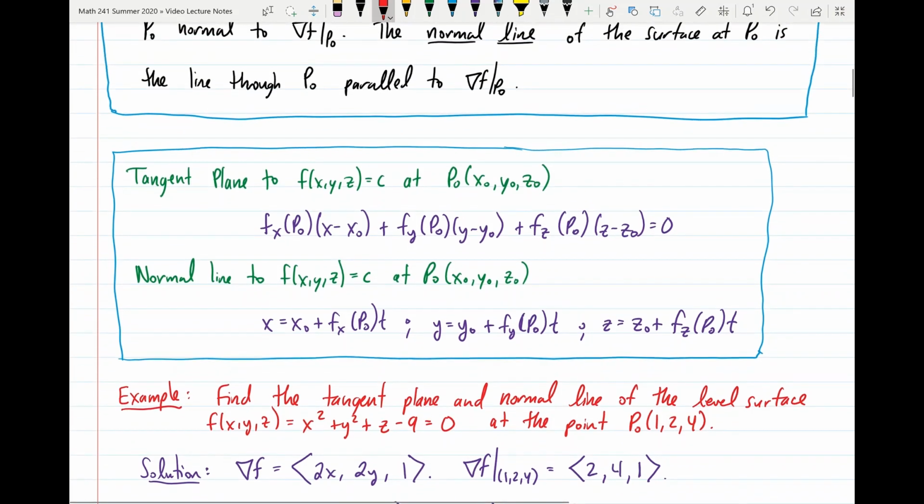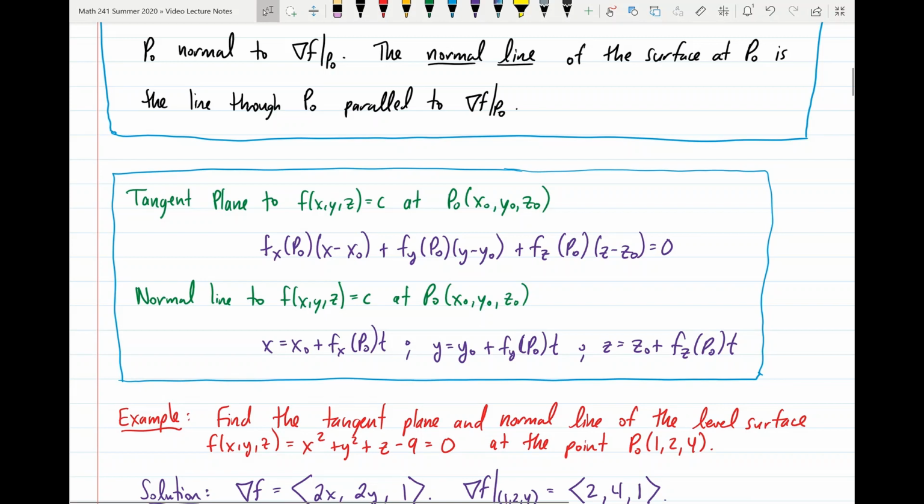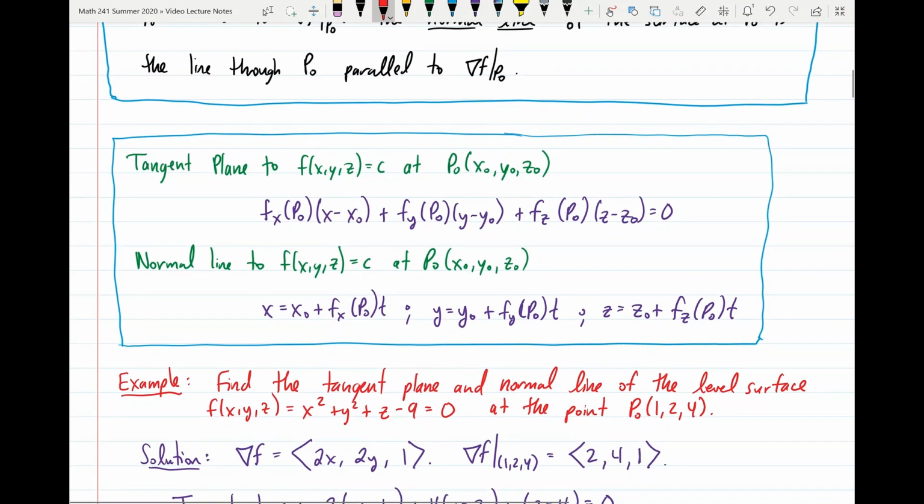And here we're just using the equation for the plane that we developed in chapter 12, where the fact that we have each of these partial derivatives multiplying x minus x naught, y minus y naught, etc., is because the gradient vector is going to be the vector normal to our plane. So this is the i component of the gradient vector, the j component of the gradient vector, and the k component of the gradient vector.